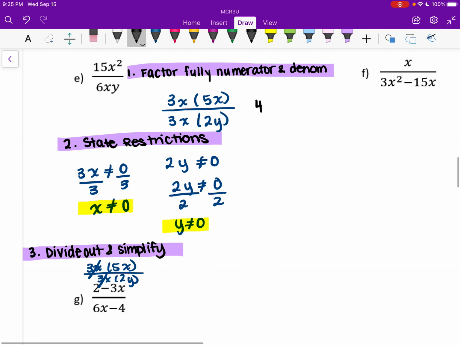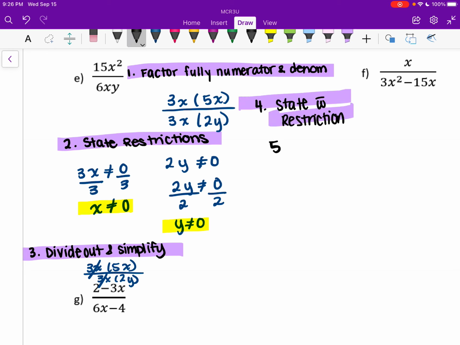So then for state with restrictions, so I'm left with 5, and again I'm just going to write it for the interest of clarity with this pen. 5x divided by 2y. That's my most simplified expression. The restrictions are x cannot equal 0 and y cannot equal 0. Right? And that is my answer.